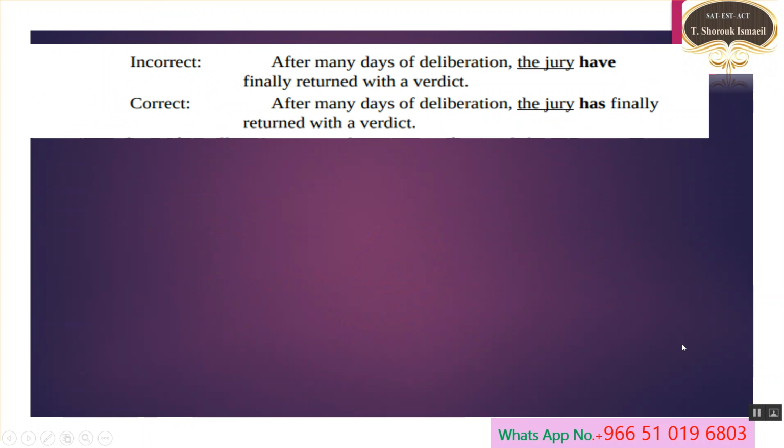Let's have a look at this example. After many days of deliberation, the jury have finally returned with a verdict. Here the jury is a collective noun, but we deal with it as a singular noun. Let's have a look at the verb "have" here. It's plural, so there is a disagreement. We need to fix it. So the jury has, as singular. Here, as a collective noun, it has to be followed by a singular verb.